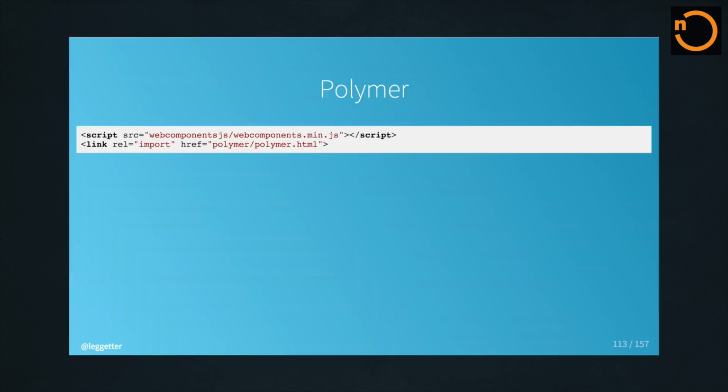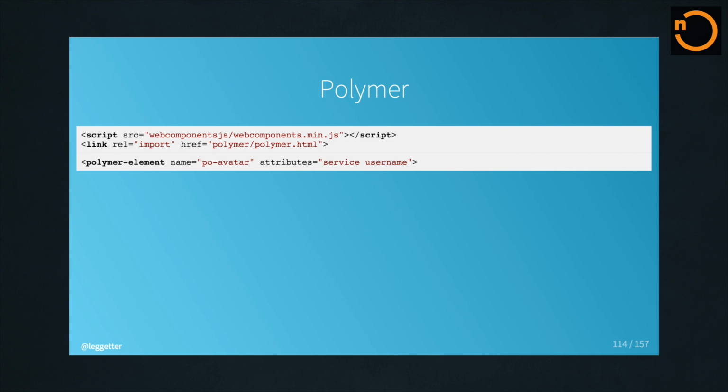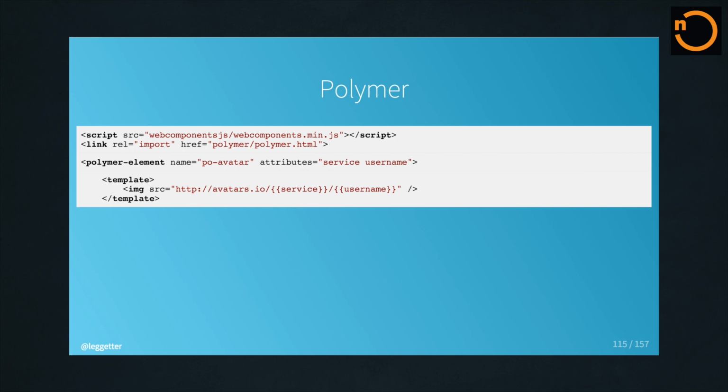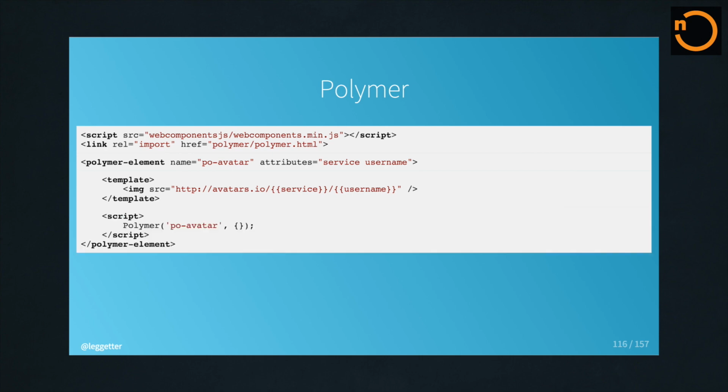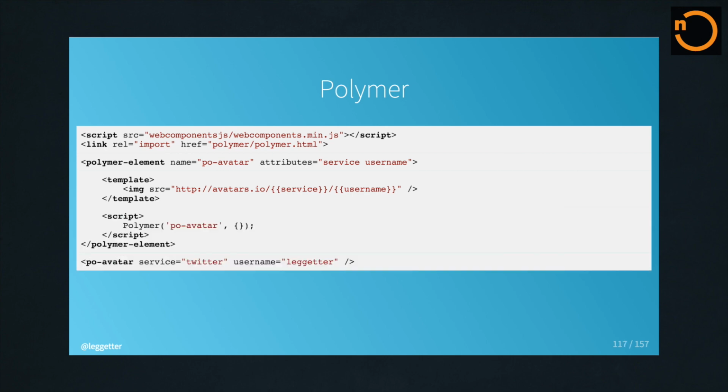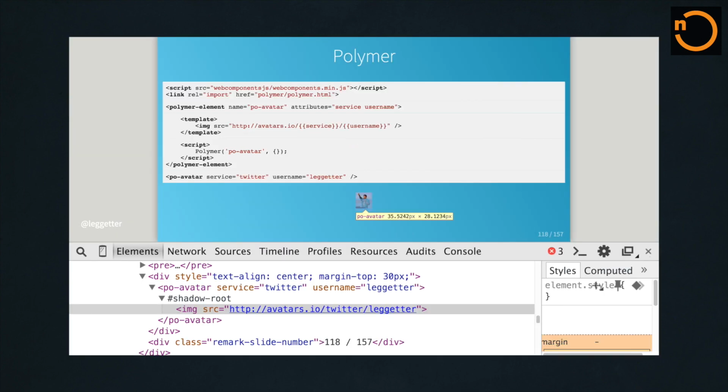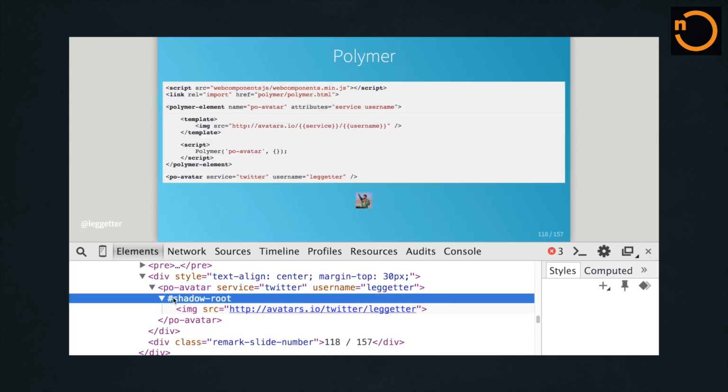We have to include the polyfill right now. We include Polymer via an HTML import. We define a Polymer element with the name of po-avatar. We say we've got two attributes, service and username. We build an image. We have service and username that, again, Polymer deals with the binding of those values as they change. We register the po-avatar, and we use it. And this is the output. And the difference here is it's in a shadow root. This is a real web component.